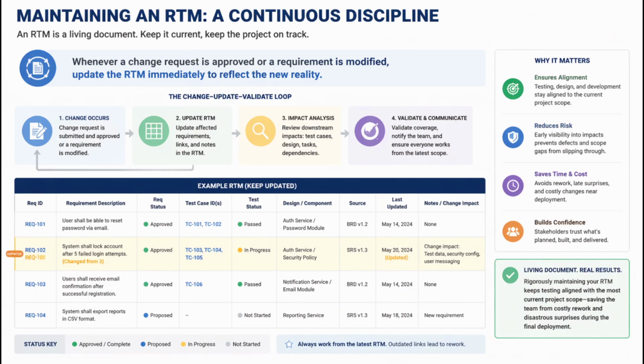Finally, the most critical part of building an RTM is establishing a routine for maintaining it as the project evolves. An RTM is a living document, not a static artifact you create at the beginning of a project and forget about until launch. Whenever a change request is approved or a requirement is modified, you must immediately update the matrix to reflect the new reality.